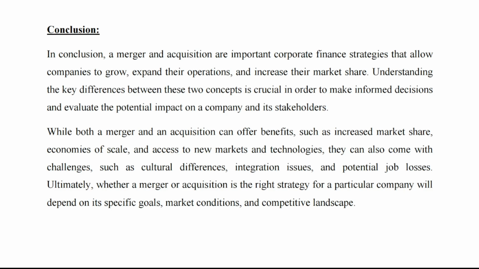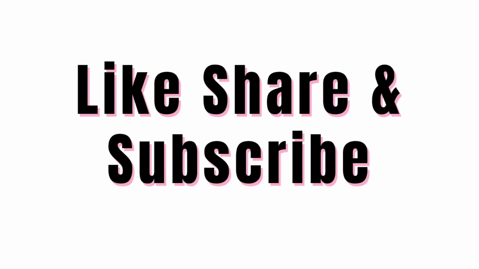While both merger and acquisition can offer benefits such as increased market share, economies of scale, and access to new markets and technologies, they also come with challenges such as cultural differences, integration issues, and potential job losses. Ultimately, whether a merger or acquisition is the right strategy for a particular company will depend upon specific goals, market conditions, and competitive landscape.